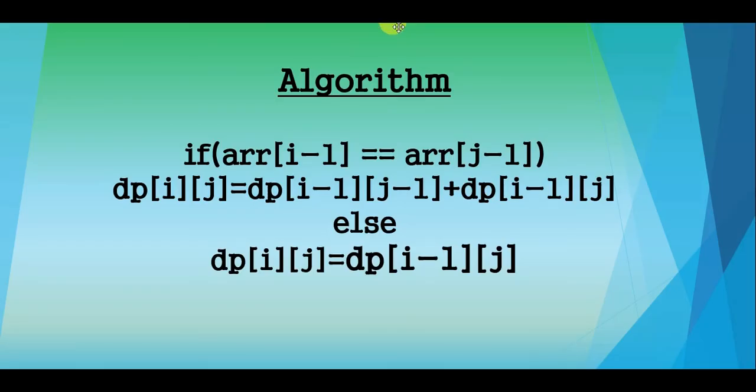So this is the algorithm. If array[i-1] is equal to array[j-1], then dp[i][j] is going to be equal to dp[i-1][j-1] plus dp[i-1][j]. That means the cell diagonally backward plus the value of the cell at the top. Else dp[i][j] is going to be dp[i-1][j].